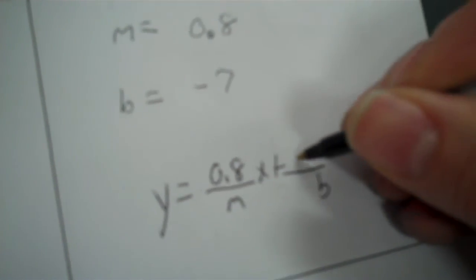So there's the equation. Remember, m is the slope, so m goes here, b goes here. So 0.8 is the m, negative 7 is the b. So it's y equals 0.8x plus negative 7.